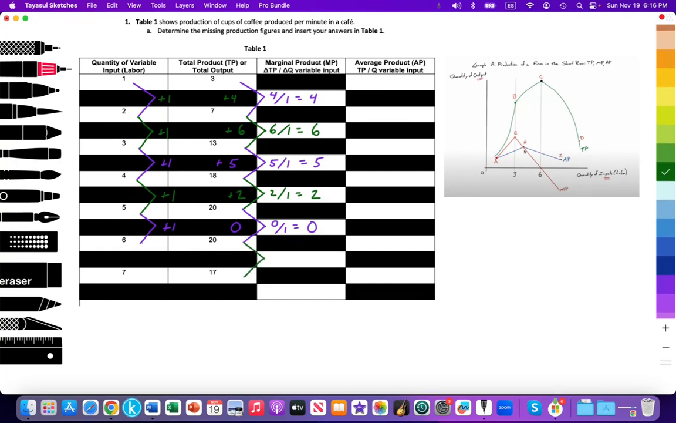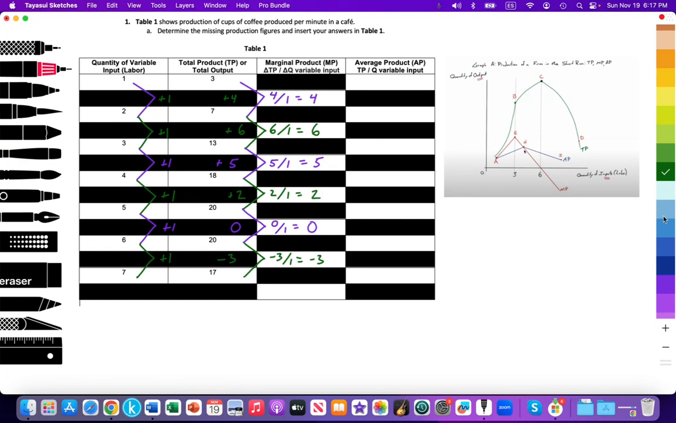We're looking at the change from here to here and the change from here to here. The change from 6 to 7, we're just adding another worker. From 20 to 17, we're losing 3 cups of coffee. So it's going to be -3 divided by 1 equals -3. So here we filled out this column, the marginal product column.